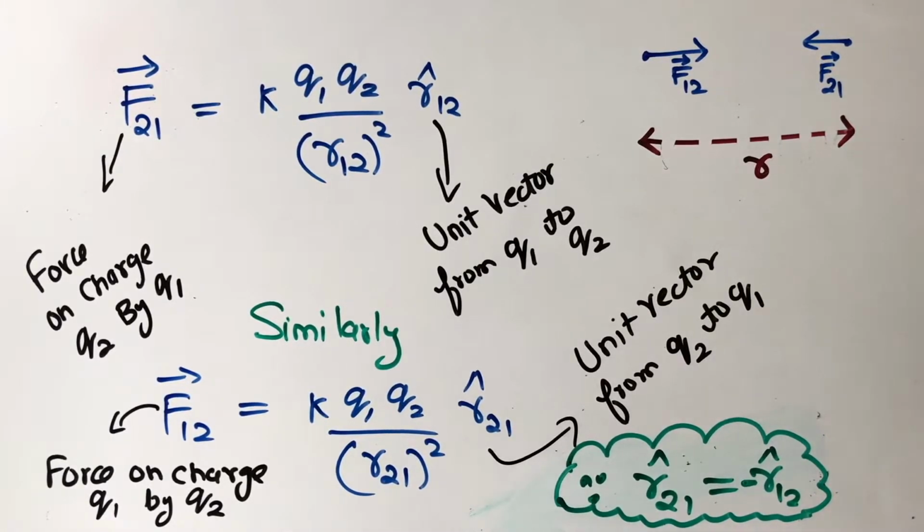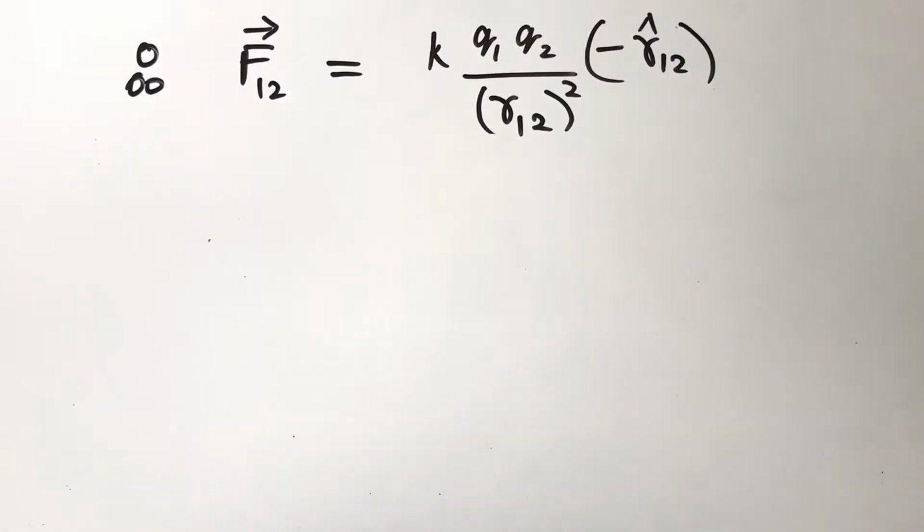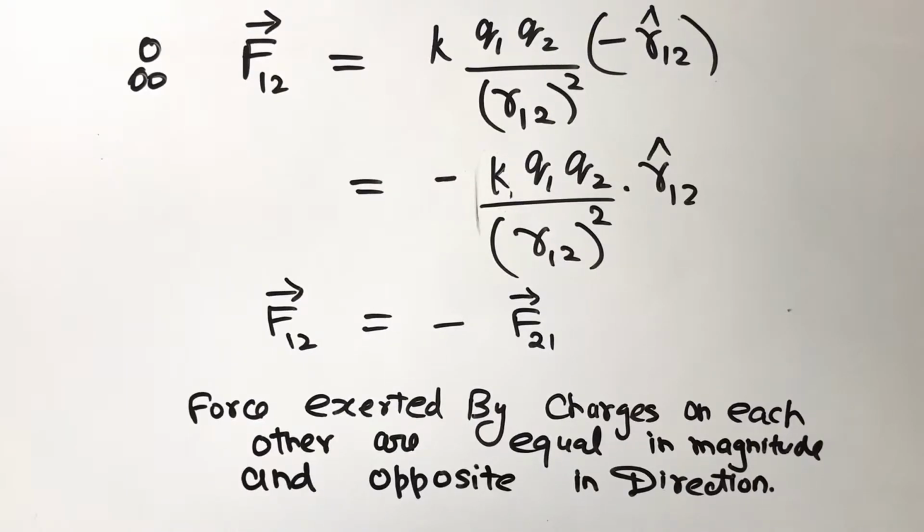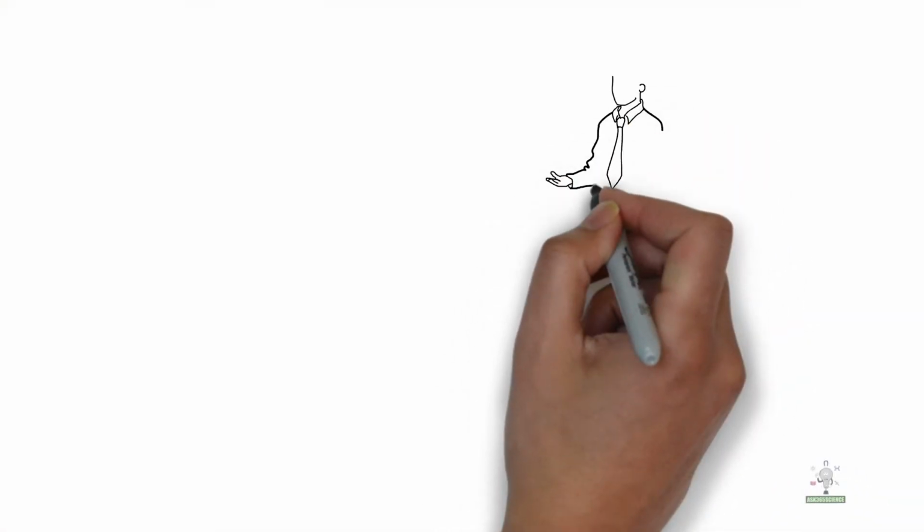Now it's all mathematics. We will find the value of F12 in terms of F21. By substituting R21 equals negative R12 and simplifying, we get F12 is negative F21. This shows that the forces exerted by charges on each other are equal in magnitude and opposite in direction. And this is the expression for the vector form of Coulomb's law.